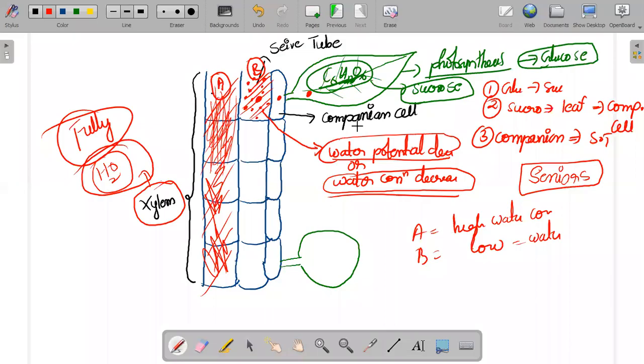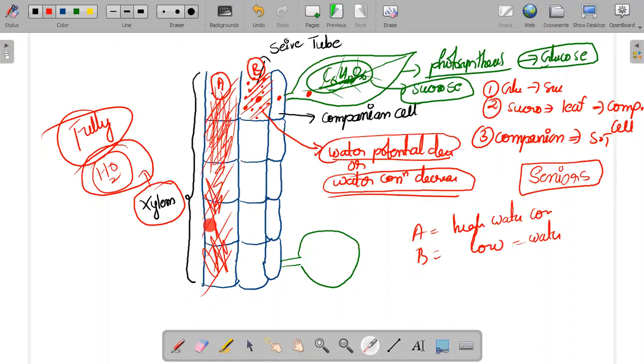Okay, what I'm trying to tell you here is about this cell, which I'm showing with the laser pen. Among cells A and B, which will have higher water potential and which will have lower water potential? The answer is A. Why A?